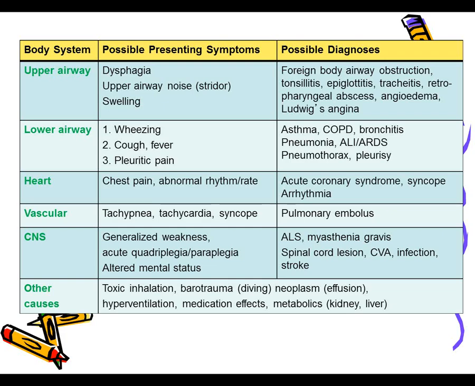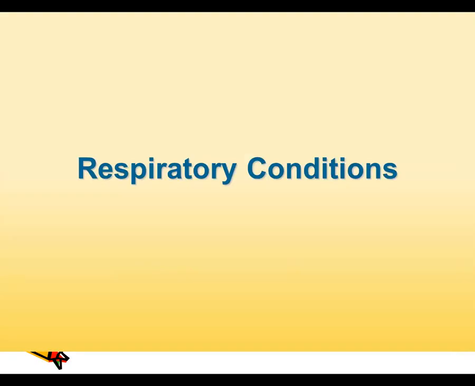There are a lot of muscle wasting diseases that can lead to shortness of breath, like Lou Gehrig's disease, myasthenia gravis, spinal cord lesions, strokes. Infections can cause generalized weakness and the inability to take a good breath. Other causes could be related to toxic inhalation of fumes, injury to the lungs from barotrauma, from diving emergencies, cancers, medications, liver failure or kidney failure will also cause shortness of breath.